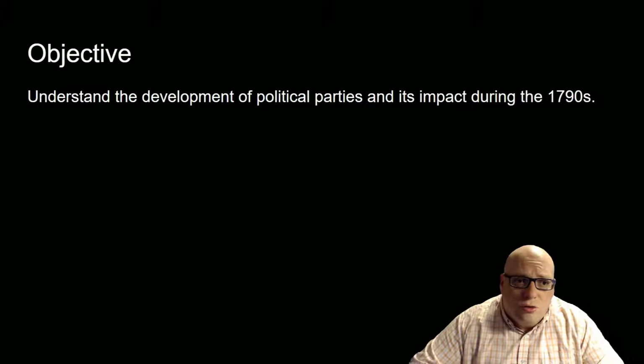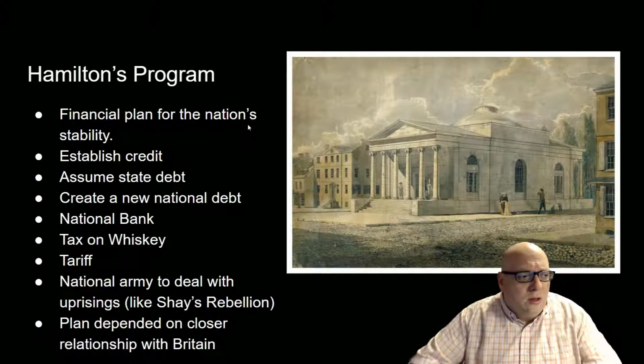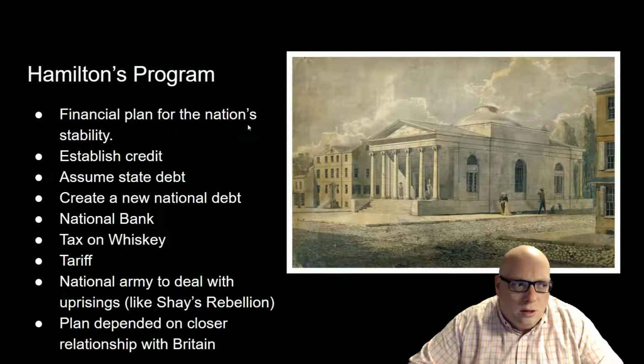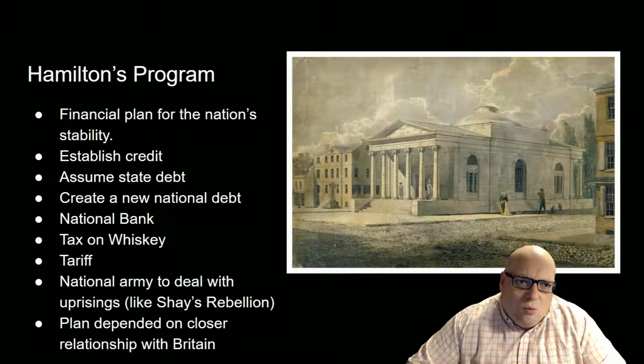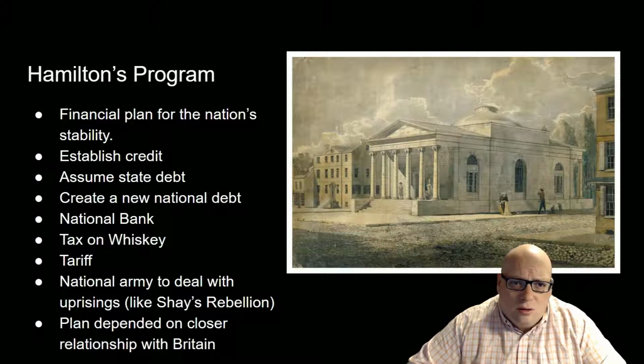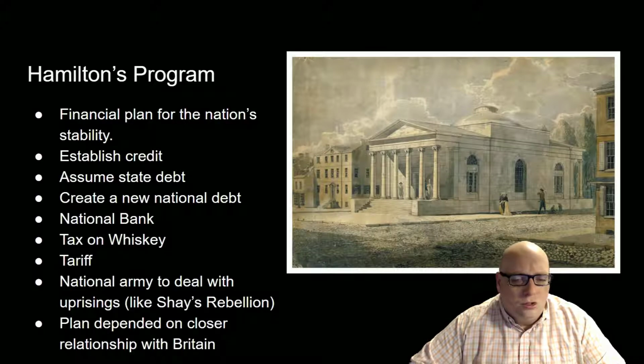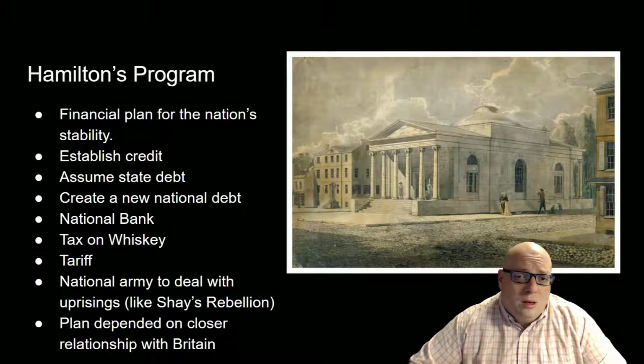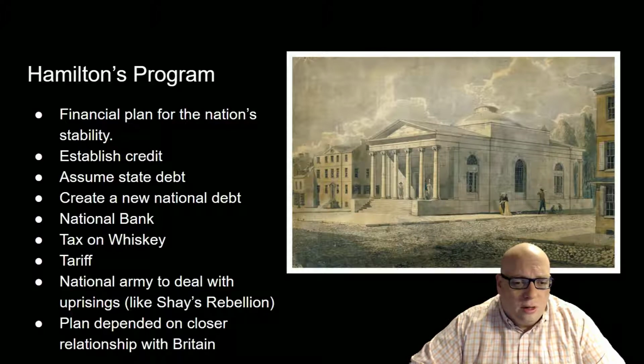Our objective is to understand the development of political parties and its impact during the 1790s. One of the things that's going to contribute to the development of political parties is Hamilton's program, and he basically wants to bring stability to the financial situation or the economy of the United States at this time. If you recall, under the Articles of Confederation, there was a little bit of chaos in terms of each state having its own economic plan. You had the issue with debt, and you had the issue with the inability of the United States to engage in trade with other nations. So Hamilton's program was really trying to nation build in a way, but also bring the economy together, but also give more power to the central government.